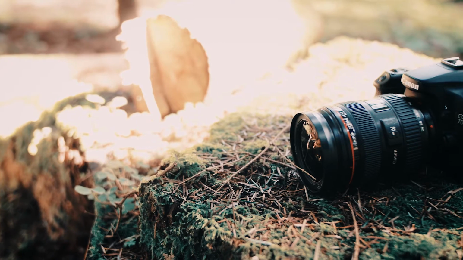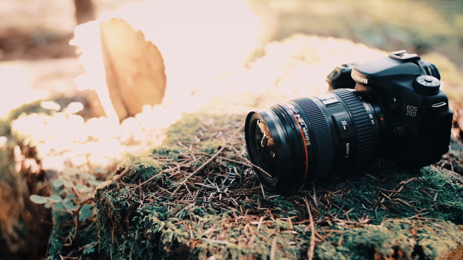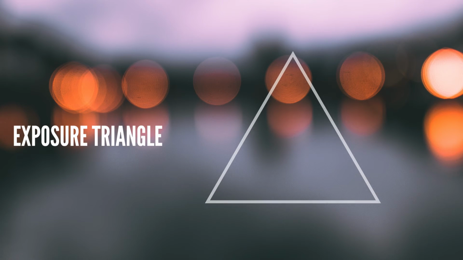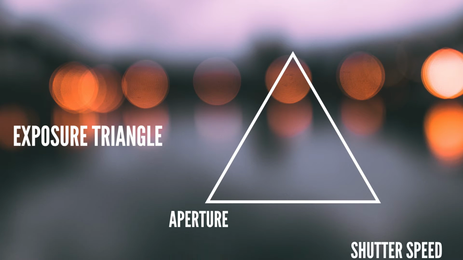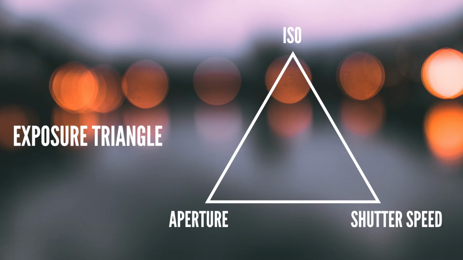If you'd like to get the most out of a DSLR, you have to understand the exposure triangle. The exposure triangle includes aperture, shutter speed and ISO. In this video we will look at how aperture controls the light and the background blur of your image. So let's get into it.